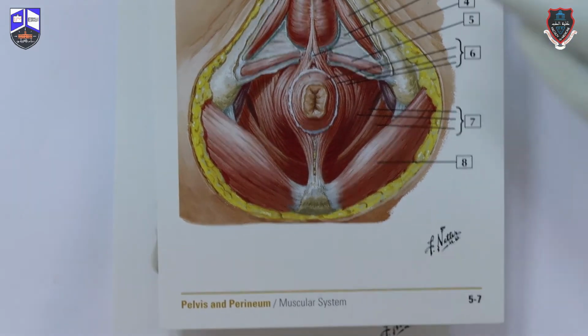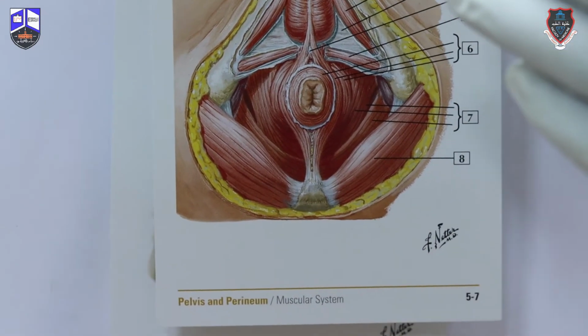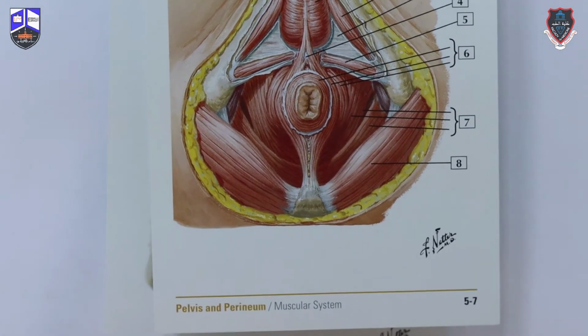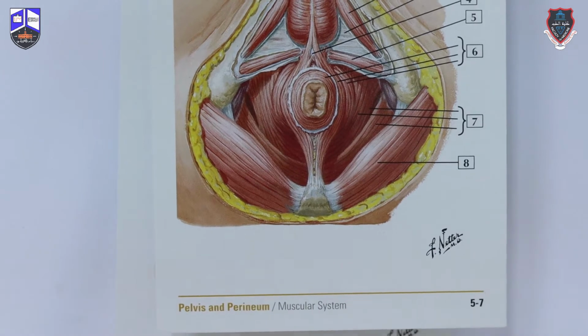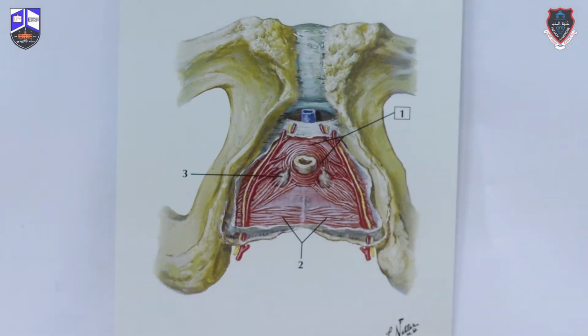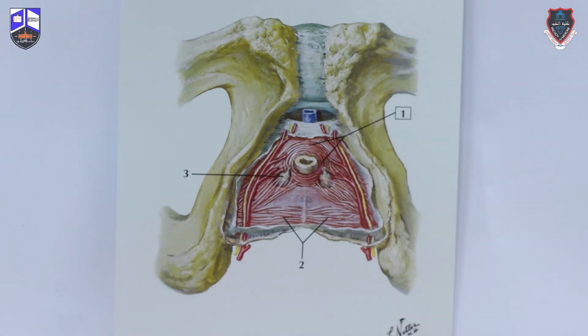Okay, then the Colles fascia will form the inferior boundary of the urogenital triangle. So the superficial perineal pouch is found between the Colles fascia, which is the lower boundary, and the lower fascia of the urogenital diaphragm, the perineal membrane.